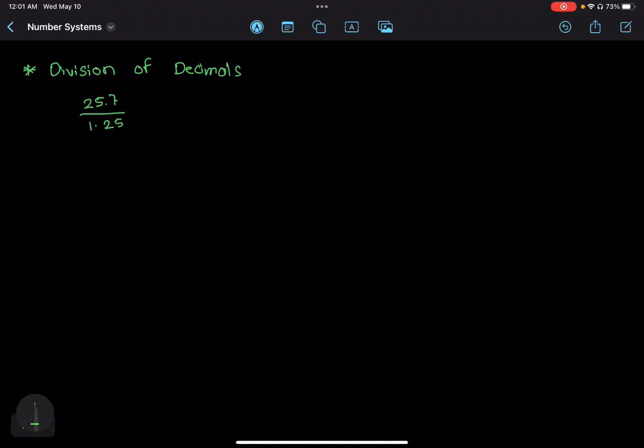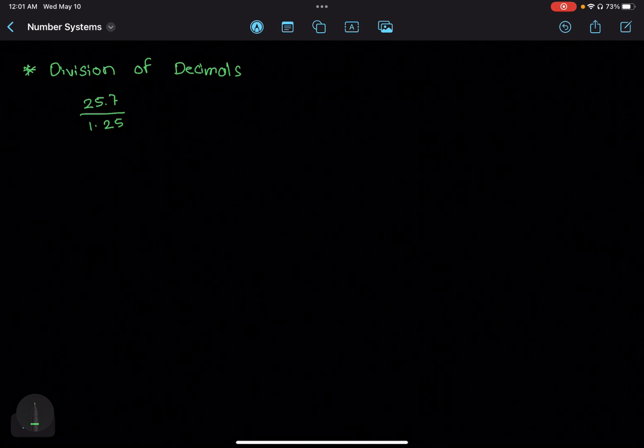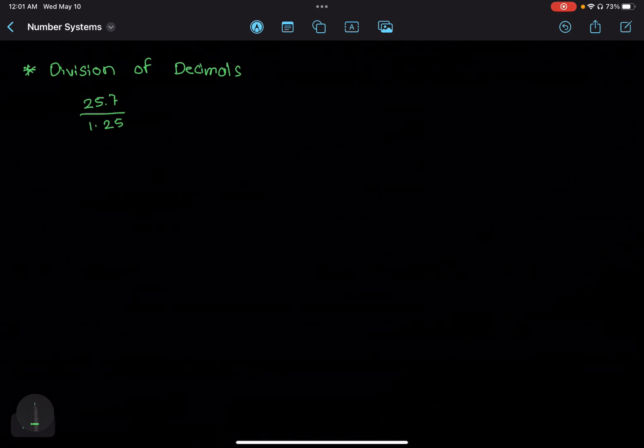So we have one specific question here, which is division of decimals. Even though it's not exactly part of number systems, we can still consider it in the chapter on number systems, and we can try to solve this. So whenever there is a division like this, like 25.7 divided by 1.25.